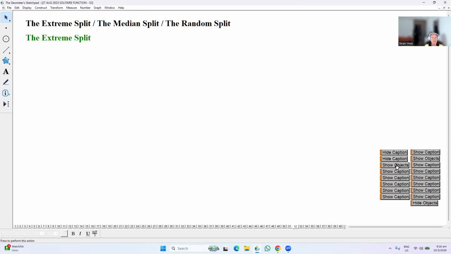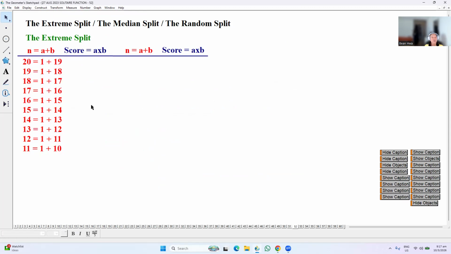Let me explain what is extreme split. We want to tabulate the score at the same time. N is A plus B, score is A times B. So extreme split, we use the extreme numbers, the smallest and the largest, 1 plus 19. Then you cannot split 1 anymore, so we split 19. 19, 1 plus 18. And we keep splitting the larger number until we get, let's write down the score first.